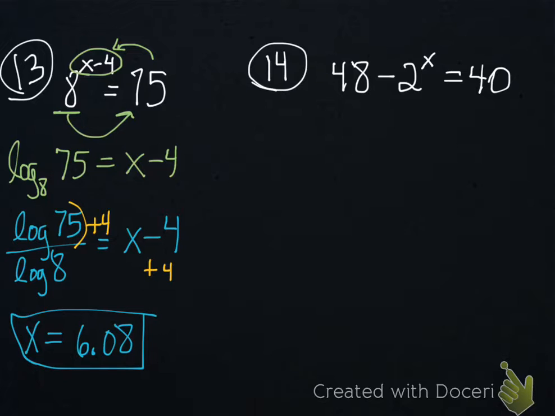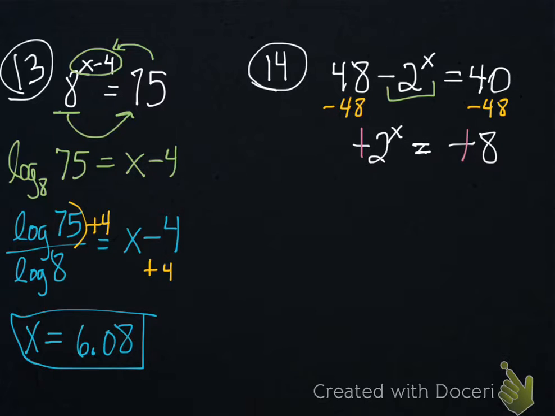Let's look at number 14. Is the exponential part by itself? No. So I have to get rid of whatever's over here, and that would be the 48. So I'm going to subtract 48 from both sides. We subtract because that 48 is positive. So now I have negative 2 to the x equals negative 8. We can cancel out the negatives and make them both positive.